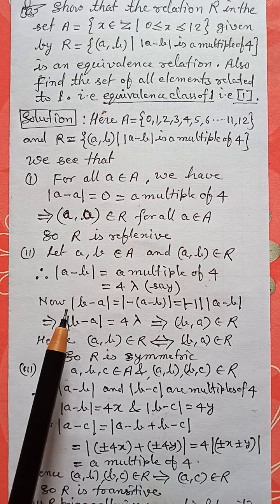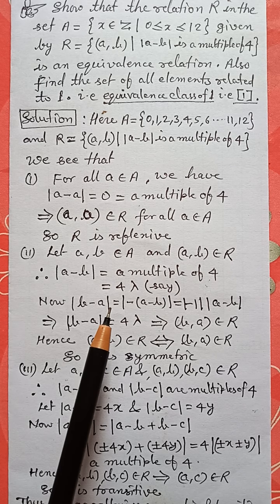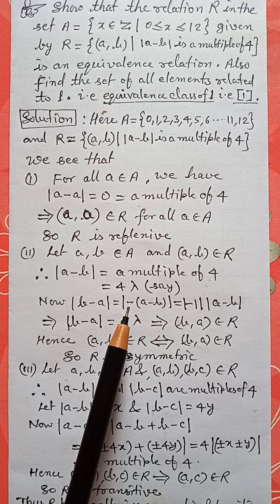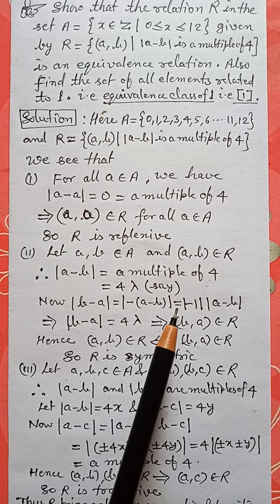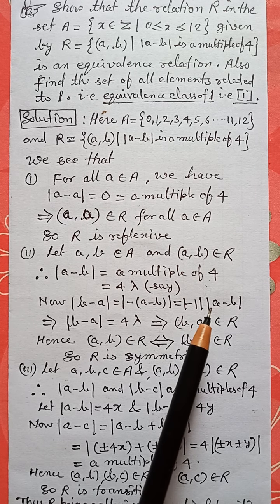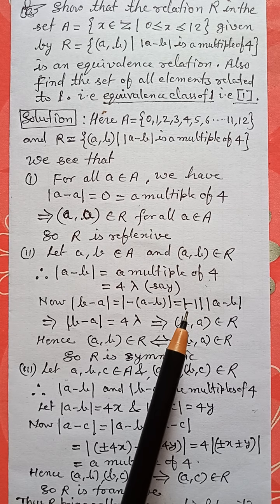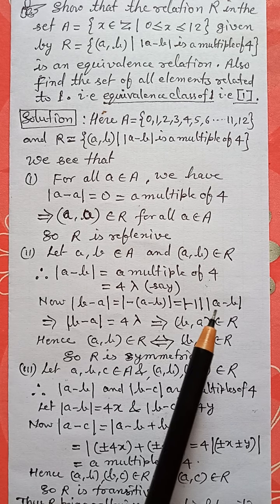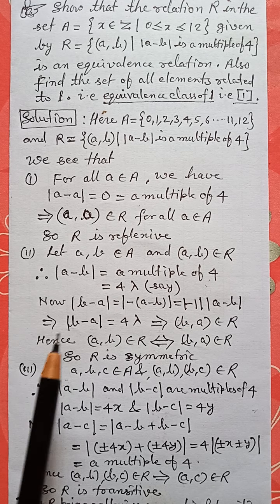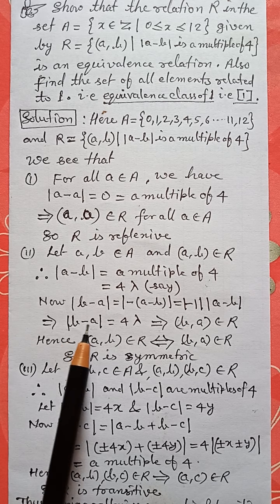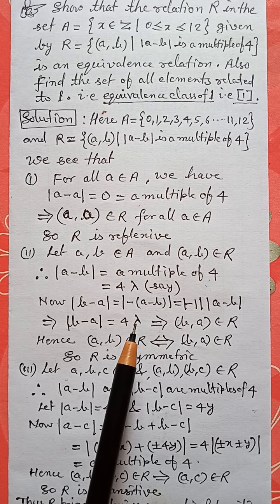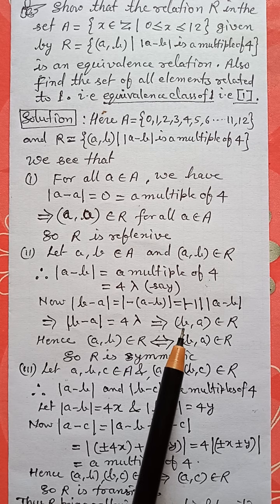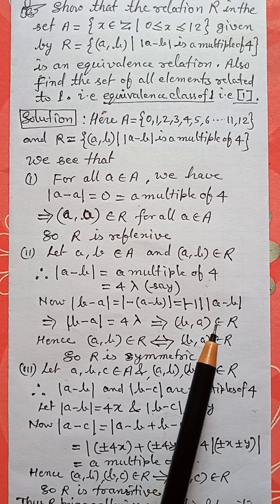Now modulus of B minus A is equal to modulus of minus 1 multiplied by A minus B, modulus of minus 1 multiplied by modulus of A minus B. Modulus of minus 1 is nothing but 1, and therefore this is equal to modulus of B minus A, and this is also equal to 4 lambda, and this implies (B, A) also belongs to R.